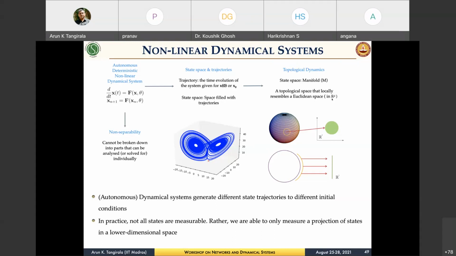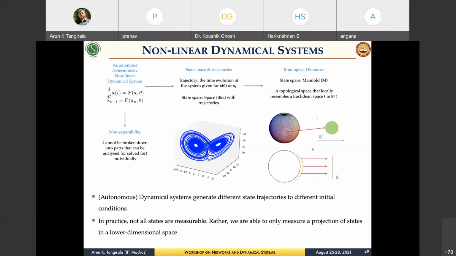So what is a manifold? It's a topological space that locally resembles a Euclidean space. There is a lot of deep math in it. But to give you an idea, a sphere locally looks like a circle. A sphere is 3D here, a circle is 2D. So the original space is 3D, but locally it resembles a circle, which is in 2D. Or if you take a circle, locally it can be mapped to a line and so on.